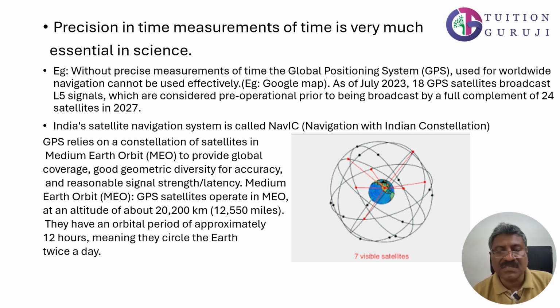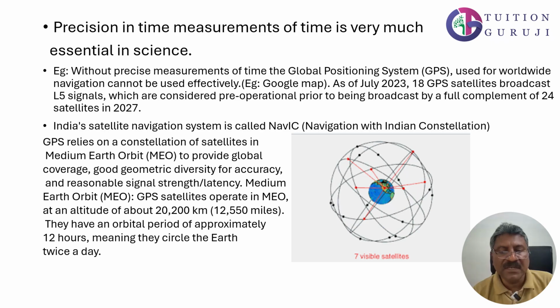GPS relies on a constellation of satellites, or a group of satellites, in medium Earth orbits to provide global coverage. Theoretically, it requires only 3 satellites to cover the whole Earth, but in practice, up to 7 satellites are used at a time. So, medium Earth orbits are used to provide global coverage, good geometric diversity for accuracy, and reasonable signal strength or latency.